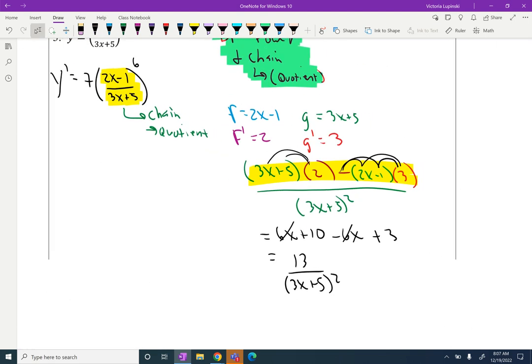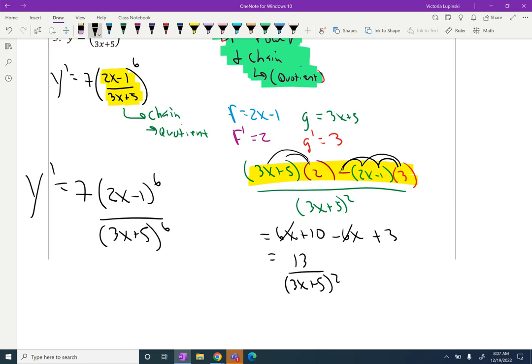To finish it up, you now have to put these two things together. So y prime equals 7. I'm going to take that 6th power, and I'm going to do the top to the 6th and the bottom to the 6th. I'm allowed to do that, and I think you're going to see in a minute why. Again, that was my original power rule. Take your quotient answer and put it right next to it. So times 13 over 3x plus 5 squared.